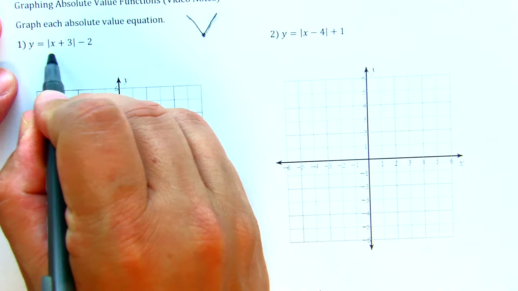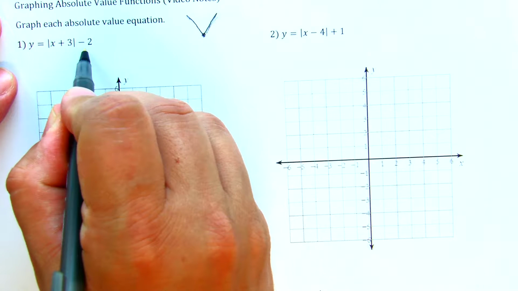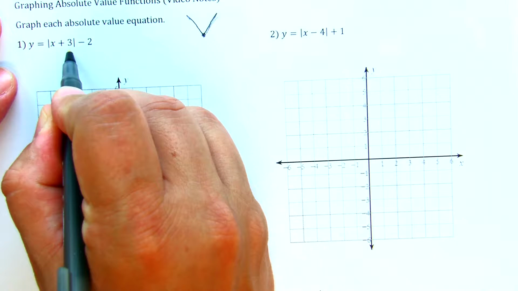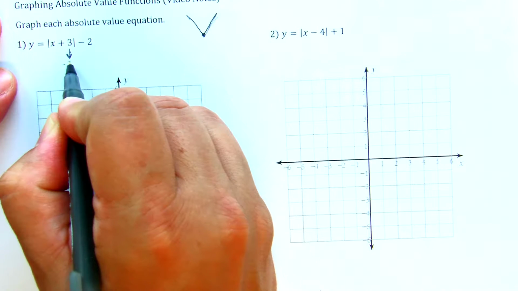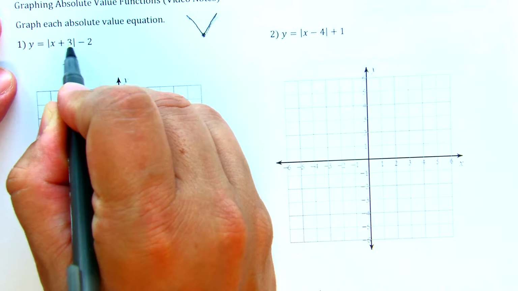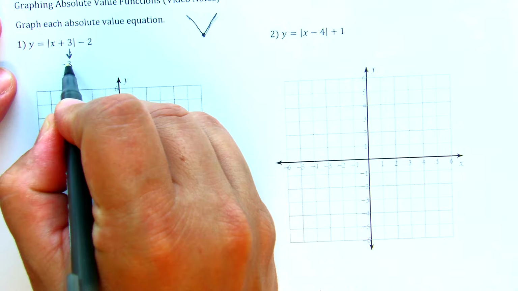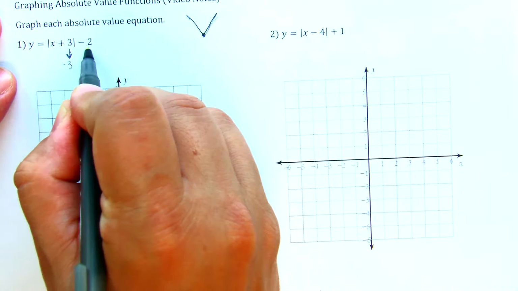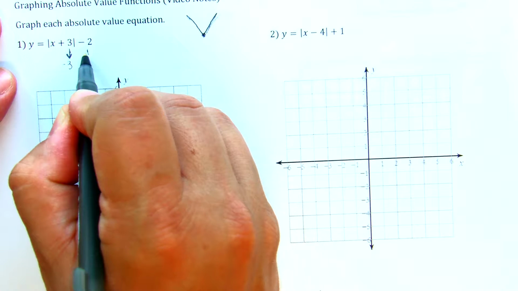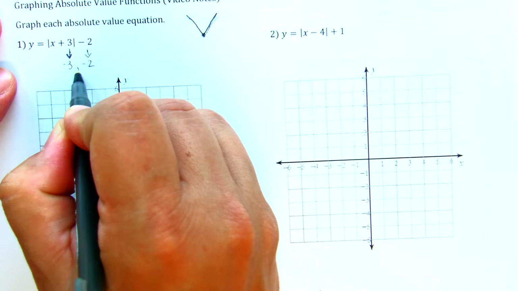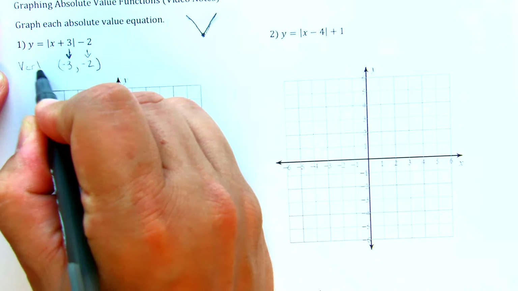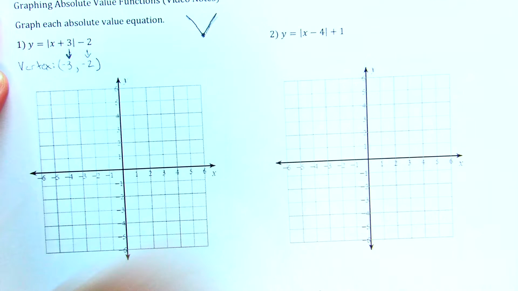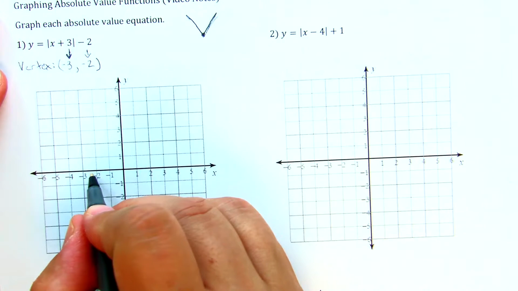So, absolute value of x plus 3, minus 2. That tells me that the x value of my vertex is going to be negative 3. Remember, if it's plus 3, that means the x value is going to be negative 3. And the y value is going to be negative 2. Remember that we don't change that y value. So our vertex is at negative 3, negative 2.